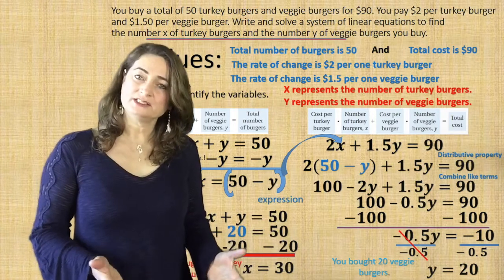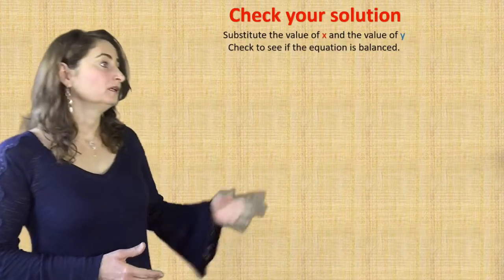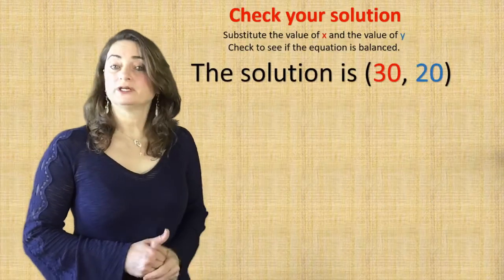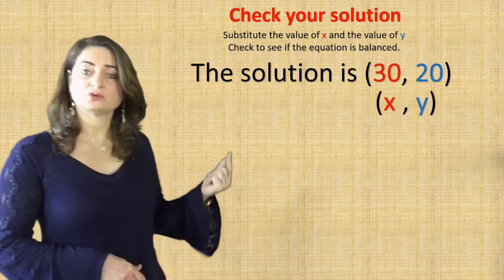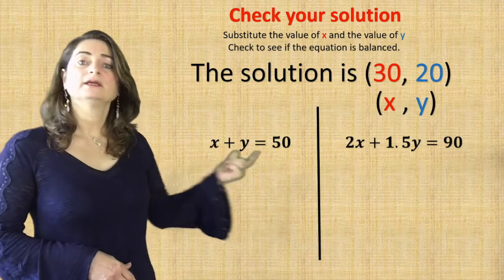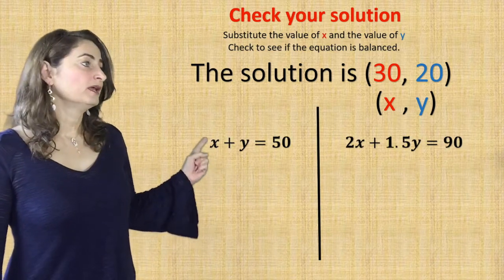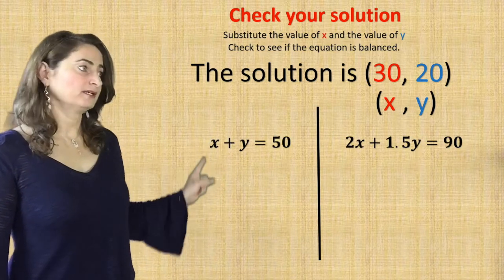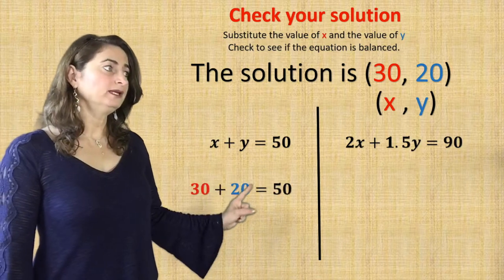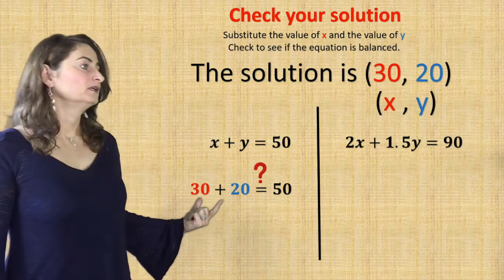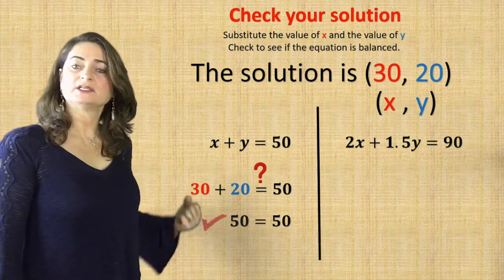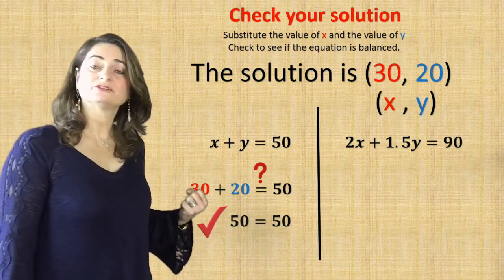Now let's check to see if the solution 30, 20 works by substituting the value of x and the value of y in both equations. So write the equations. Let's start with the first one. x plus y equals 50, replace x with 30, replace y with 20. Does it equal 50? Does the left side equal the right side? 50 equals 50. Yes, it checked. That means that solution worked for the first equation.